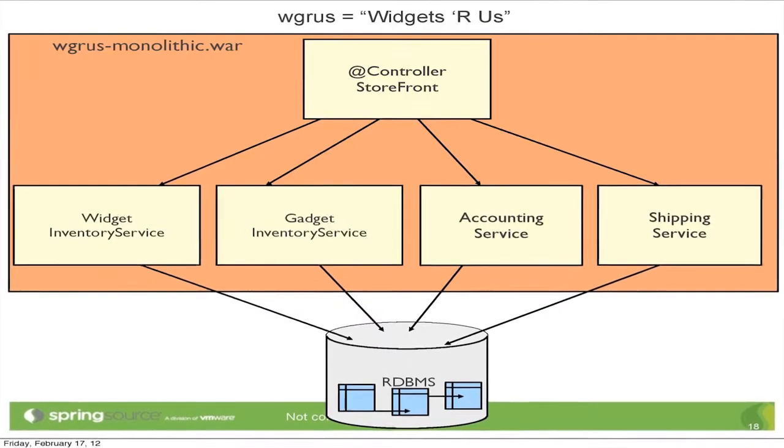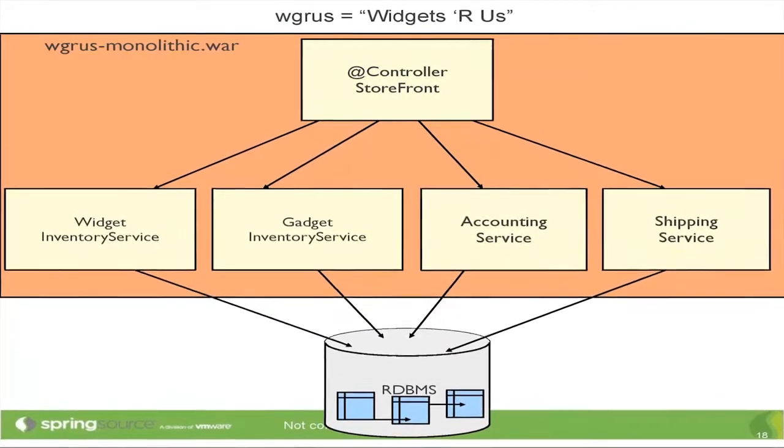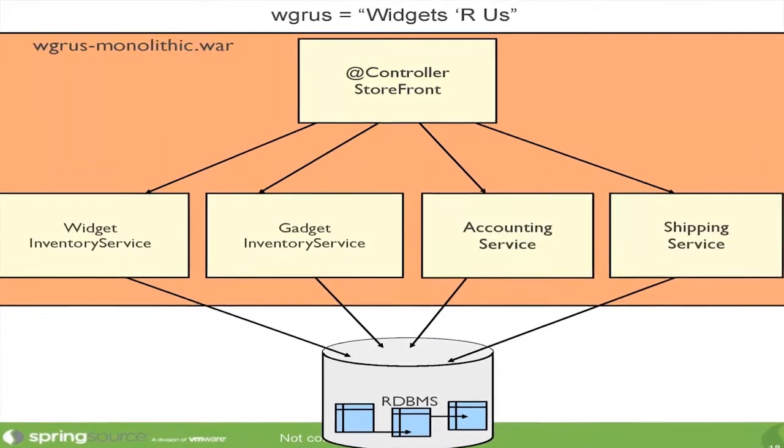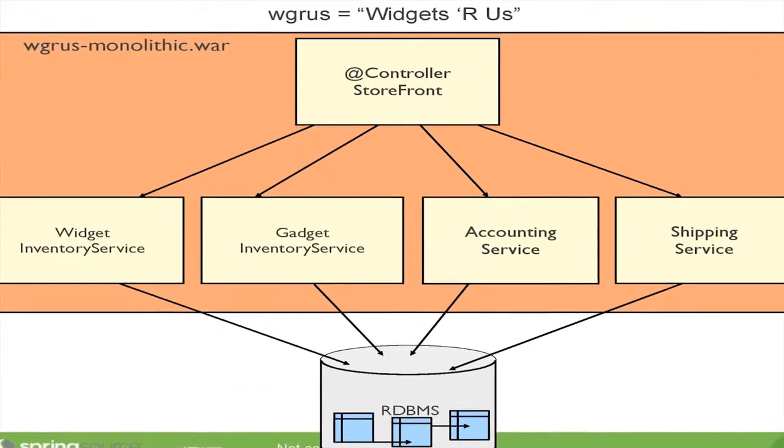Easy to scale, sort of, because you can just take the same WAR, and as long as it's stateless, you can put it in some other application server and create as many of those as you like. But it's brittle, right? So if a service is down, then everything else stops. It's also intrinsically Java-centric, right? It's not easy to put a Ruby on Rails application inside of a WAR application, for example.